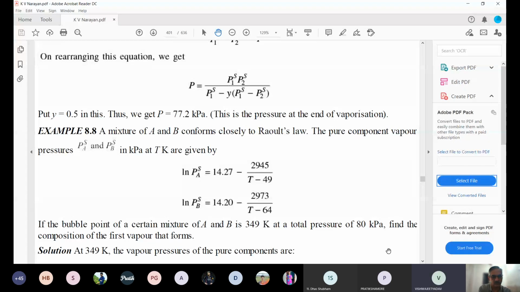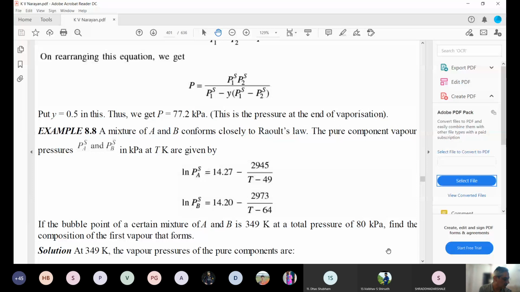PA 4.4533. Yes, the vapor pressure of the first is 4.4533. 4 point? No way, that is wrong. We have to find the pressure, not the log pressure. What is the equation? 85.9, yes, 85.91 something will come, right. Log 85.912. And the log PBS is given, so how much will PBS come to? $43.31. Okay, so now you know PAS and PBS, right?